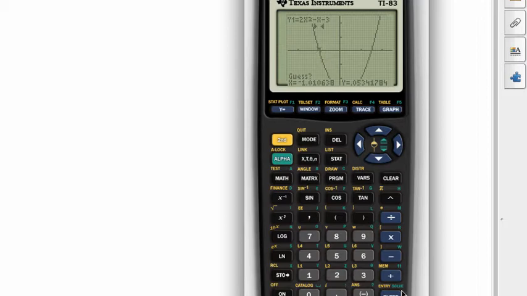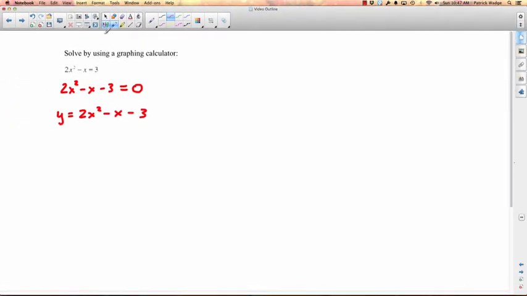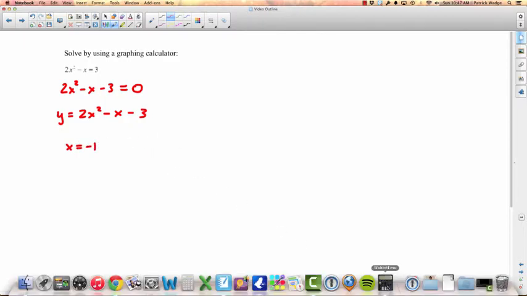So that looks pretty well exactly where the x-intercept is, and hit enter, and it tells me the 0 is at x equals -1 and y equals 0. In other words, y equals 0 at the x-intercept, and the x-intercept is -1. So I got one of my answers. One of my answers is x equals -1. Okay, let's go back and find the other one.